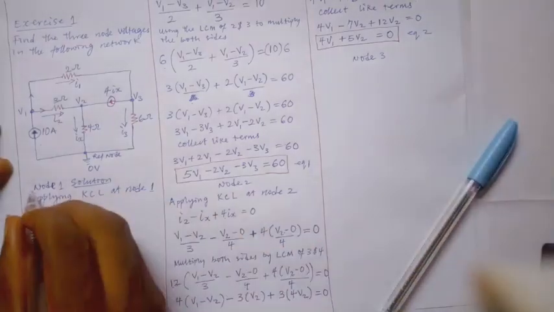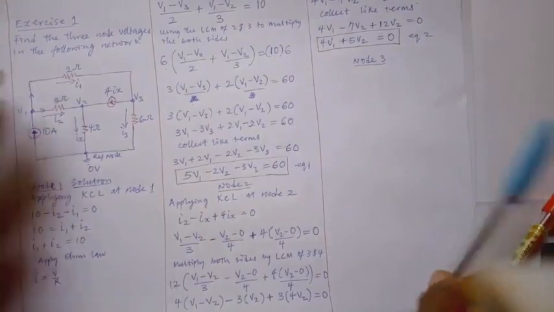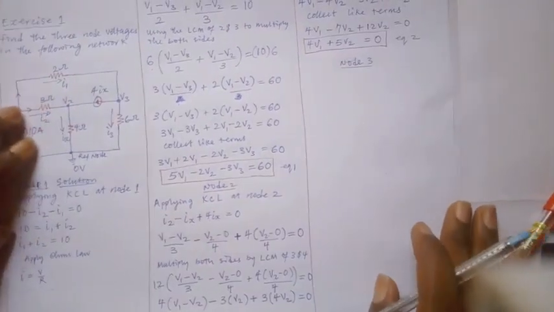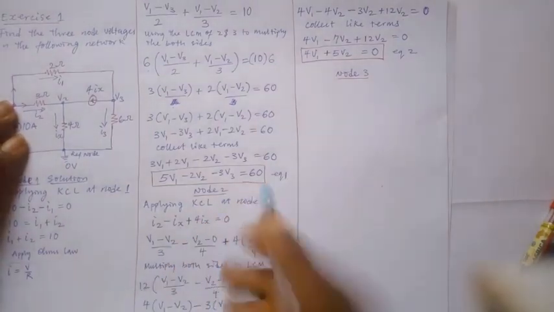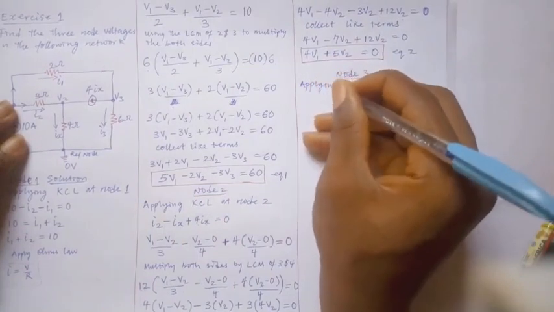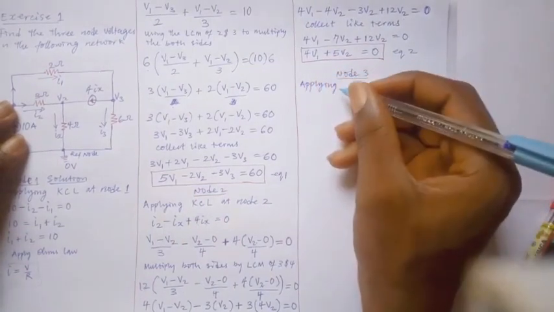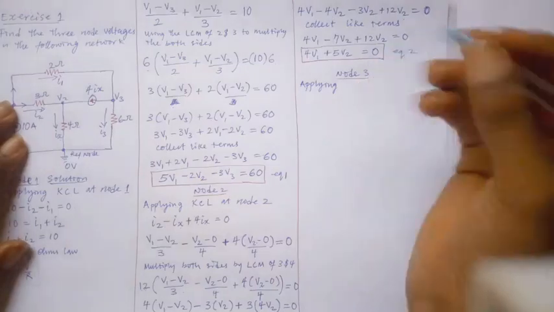Okay, node 1, node 2, node 3. Now you know how we are doing it? We will apply KCL, then Ohm's law. Just follow the rule. It's very simple. Applying. Just pause the video and do it. What do you get? Okay, let's do it together.